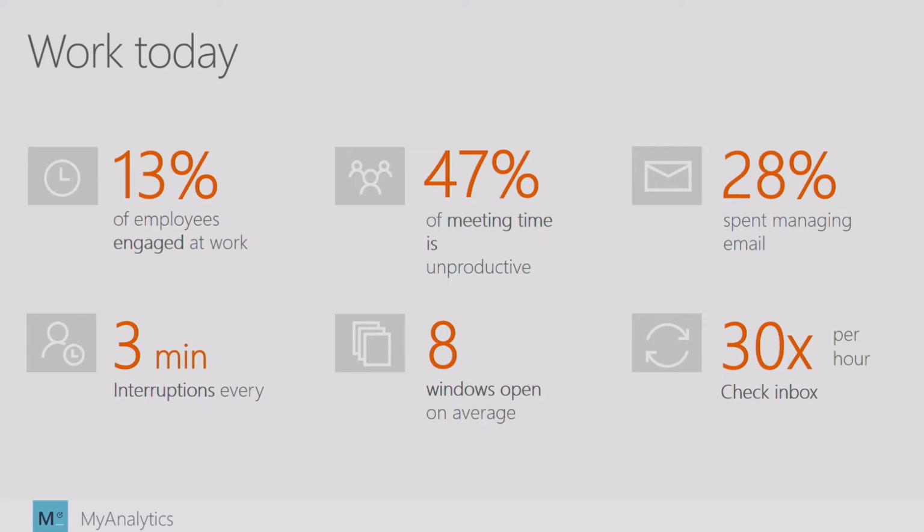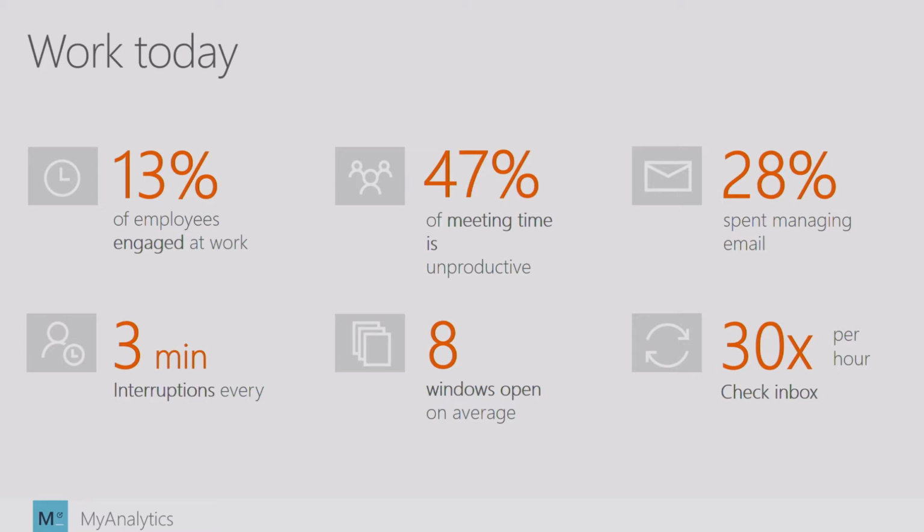We also know that meetings can be an issue. 47% of meeting time is seen as unproductive. That's a large amount of the time that we spend in meetings, low-value meetings. We also know that there's a kind of an email overload cycle going on where 28% of the average knowledge worker's week is spent managing email. And interruptions abound. Some studies say that knowledge workers are interrupted every 3 minutes, and that the average knowledge worker is checking their inbox 30 times an hour.